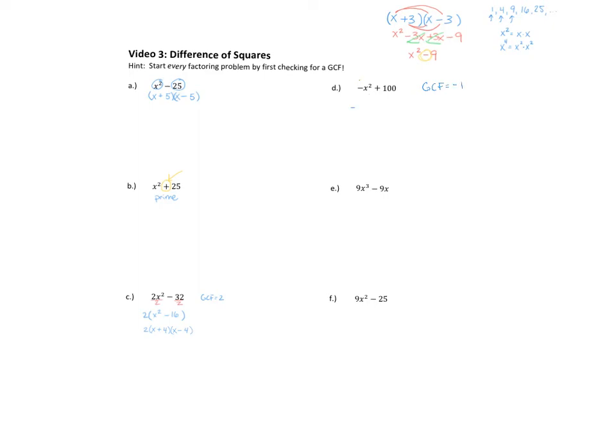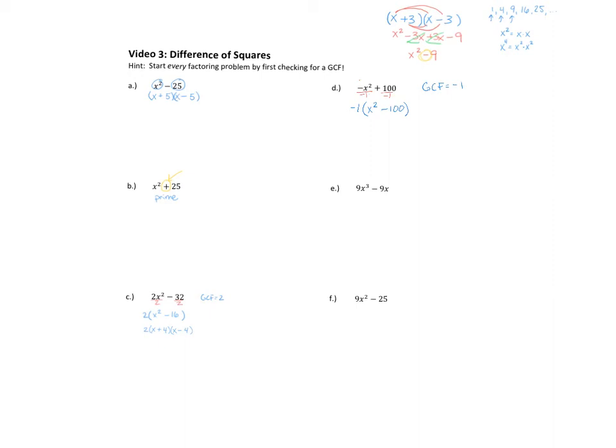So put your GCF outside the parentheses like this, and divide negative 1 out of each of these terms. Negative x squared divided by negative 1 gives me a positive x squared, and positive 100 divided by negative 1 gives me minus 100. And you can see that by doing this, it's fixed my sign problem. Now I have a difference of squares inside the parentheses.